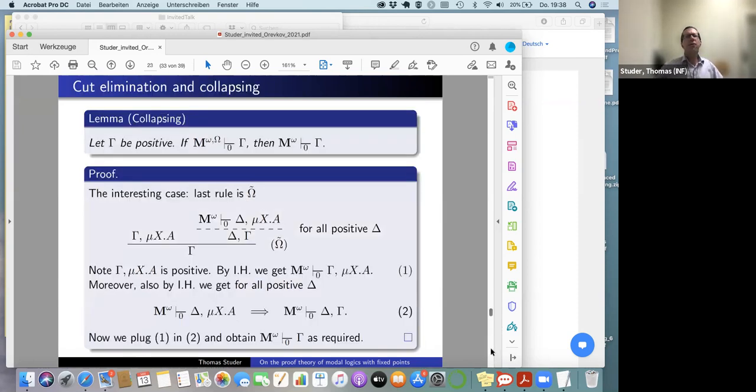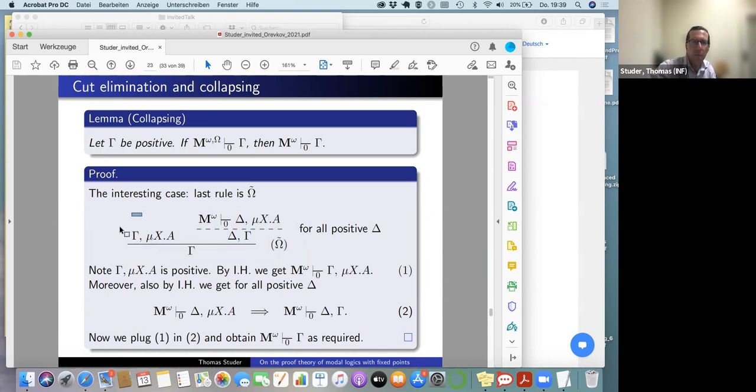Now, how do we get rid of these big omega rules? So that's a technique called collapsing. Let me just give a sketch of how this works. So again, it's by induction on the proof. But the interesting case is when the last rule is this big omega rule, of course. So we have this situation.